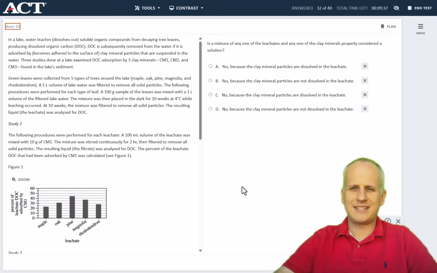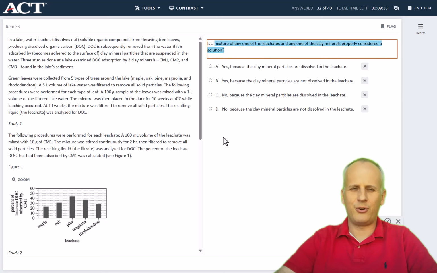is a mixture of any one of the leachates and any one of the clay minerals properly considered a solution? So we're going to highlight that. And we should recognize that a solution is when all of the elements dissolve in water. So that is what a dissolves out says here.